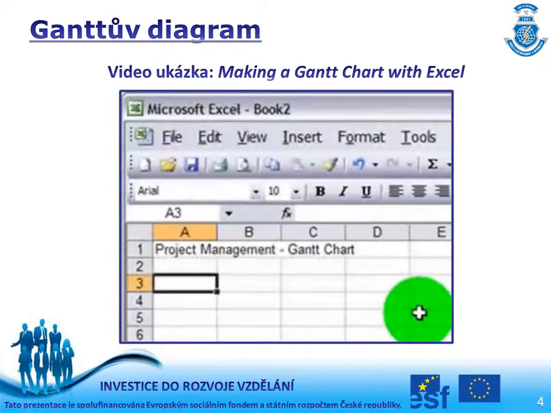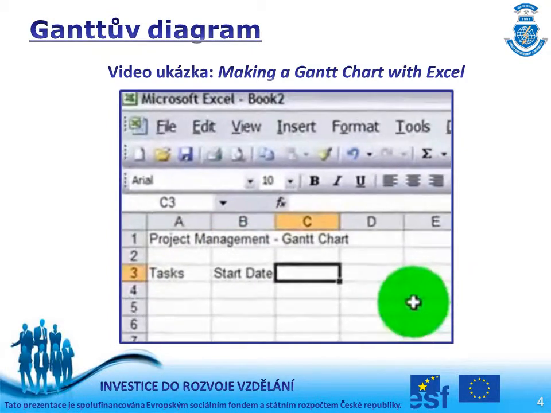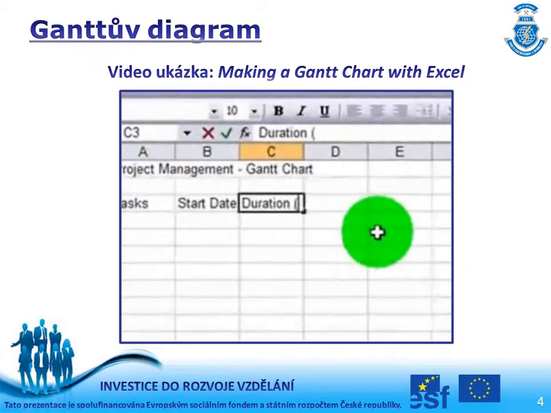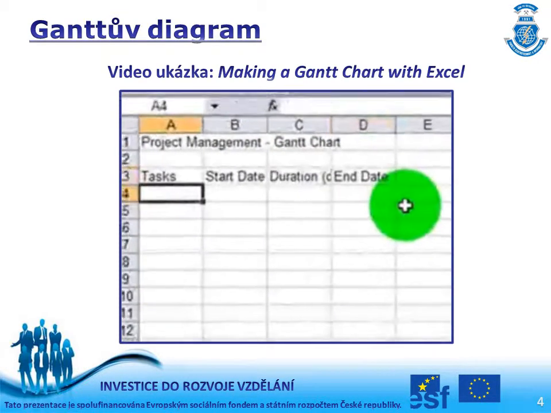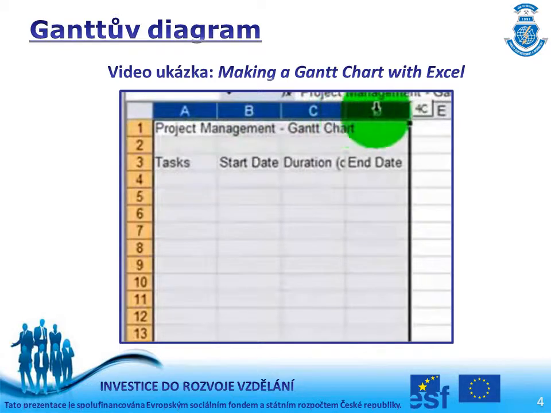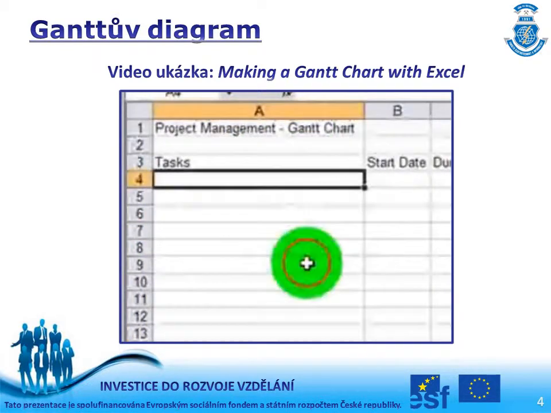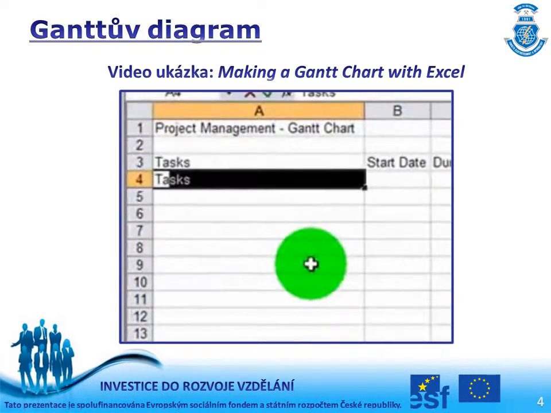And then I'm going to create a basic table here. My table is going to be built of various tasks. A single project is made up of multiple tasks. The start date, the duration in days, and the end date. And I'll put in some fake tasks.